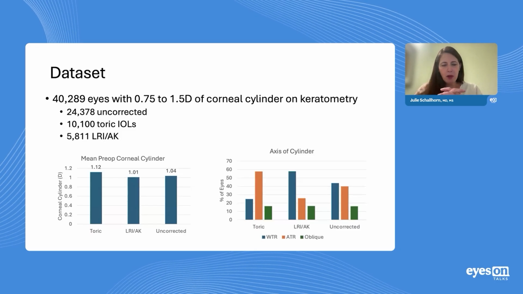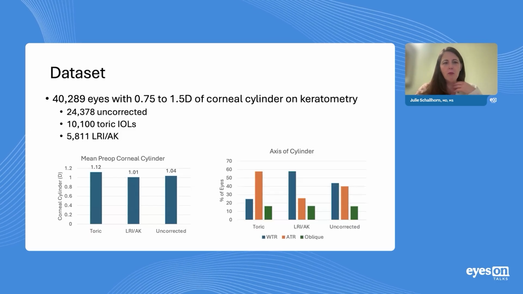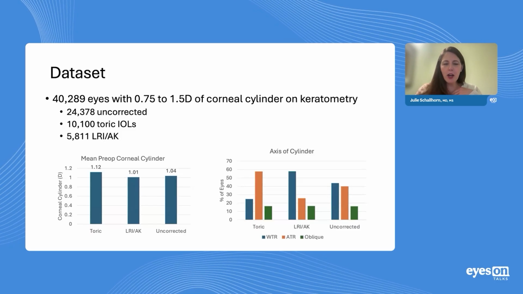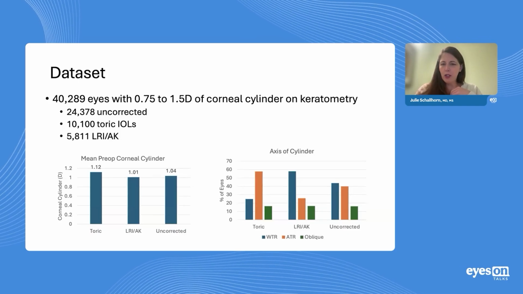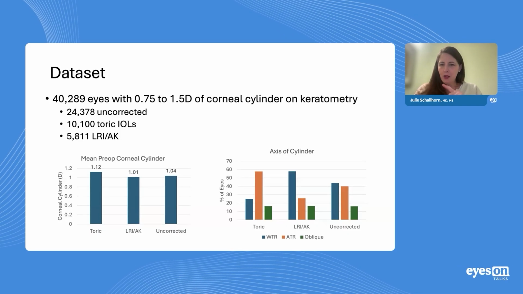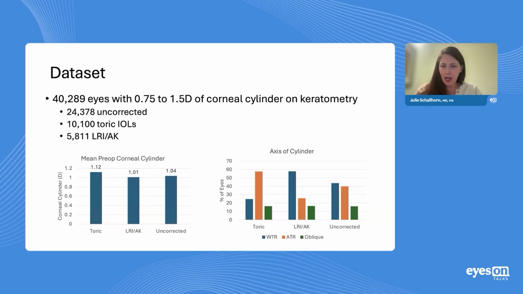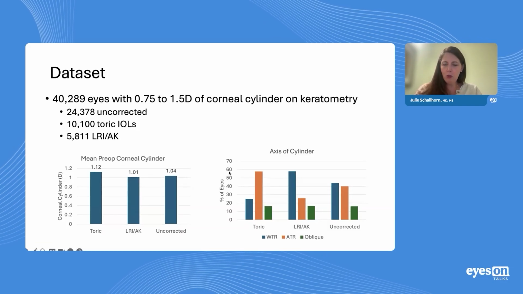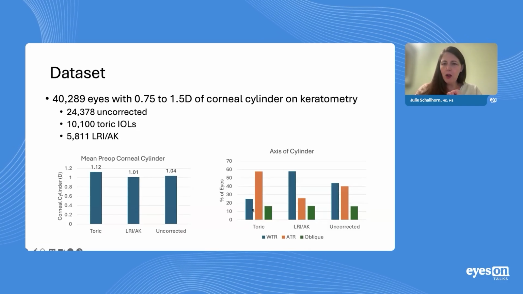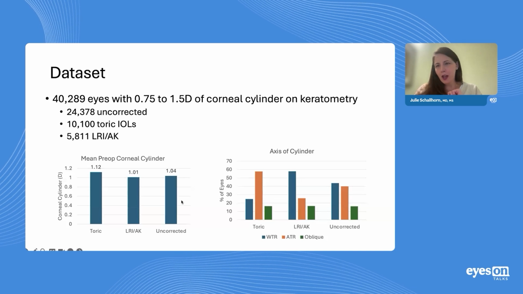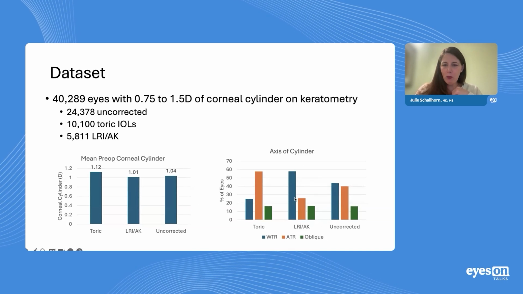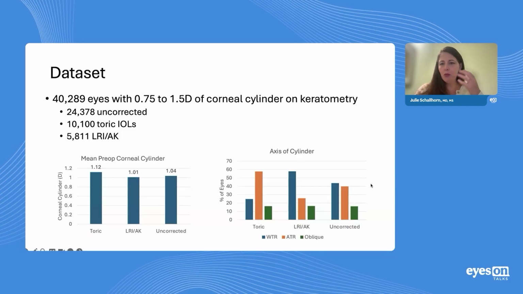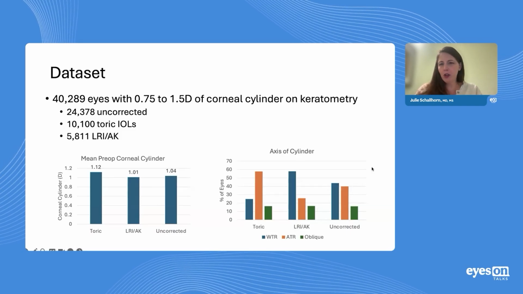And in the three groups, the mean preoperative cylinder was a little bit higher if you got a toric IOL, pretty similar if you got an LRI, AK, or were uncorrected. Things get interesting when we start looking at axis of cylinder. Eyes that got a toric IOL were way more likely to have against the rule cylinder. Eyes that got an LRI or AK were way more likely to have with the rule cylinder, and it was a pretty even balance for uncorrected.